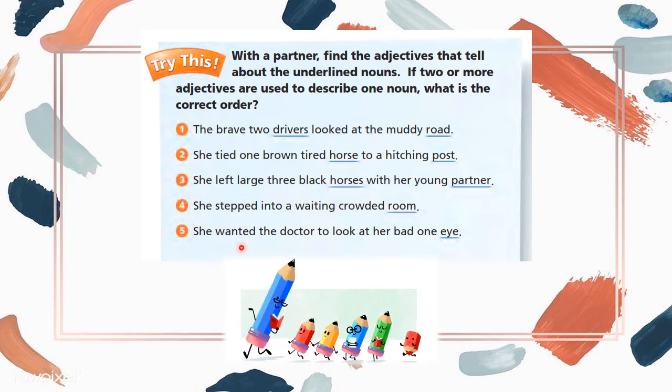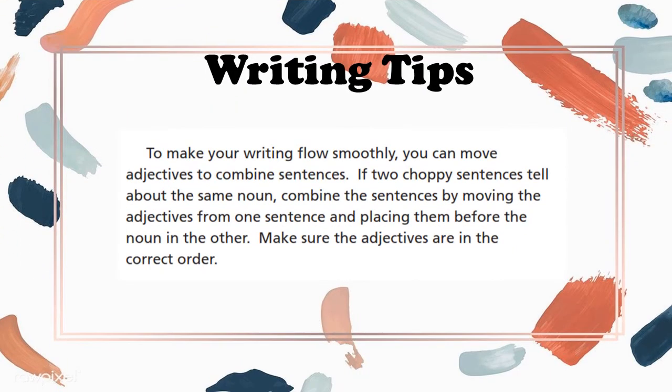Number 5, she wanted the doctor to look at her bad one eye. This one is kind of easy. So number first before opinion should be, she wanted the doctor to look at her one bad eye.